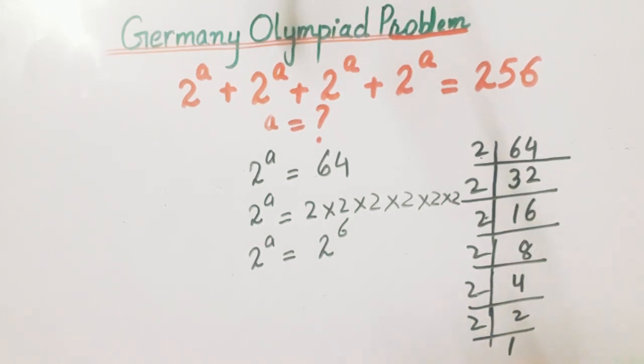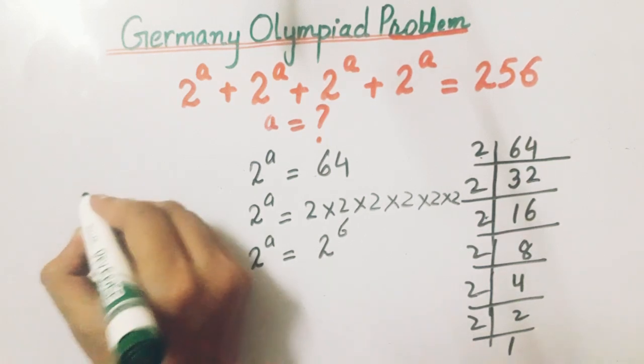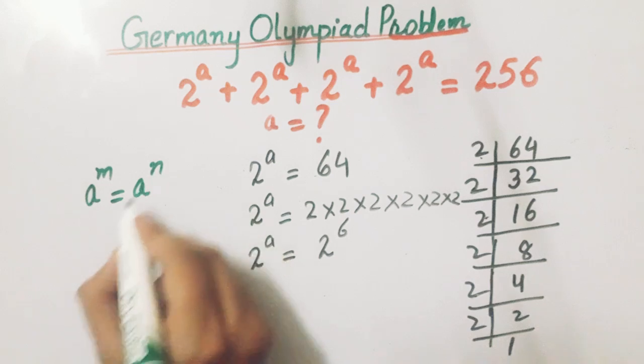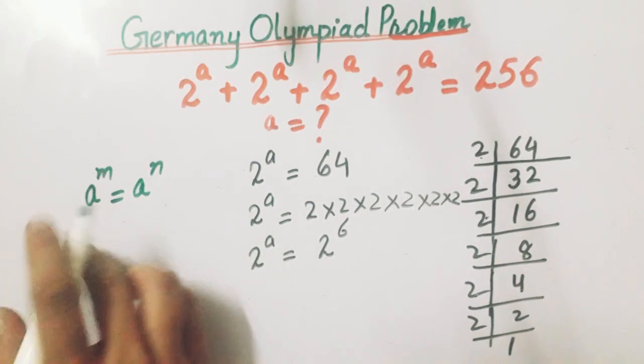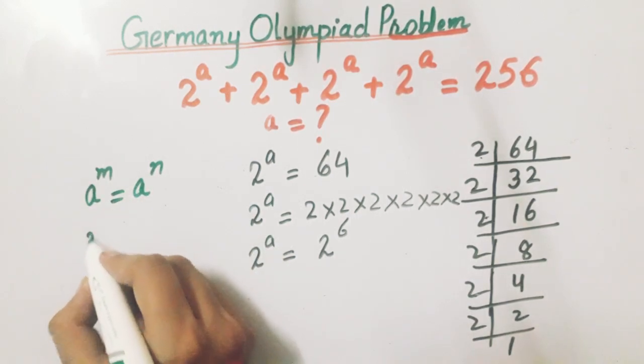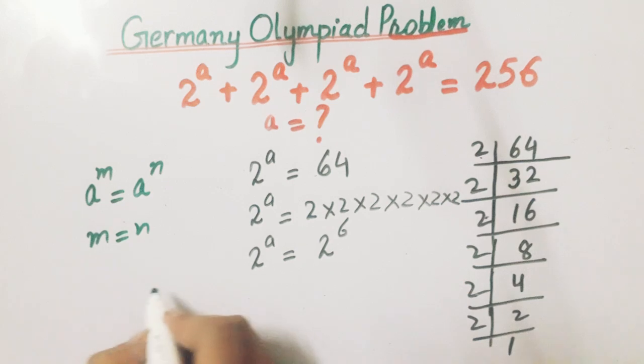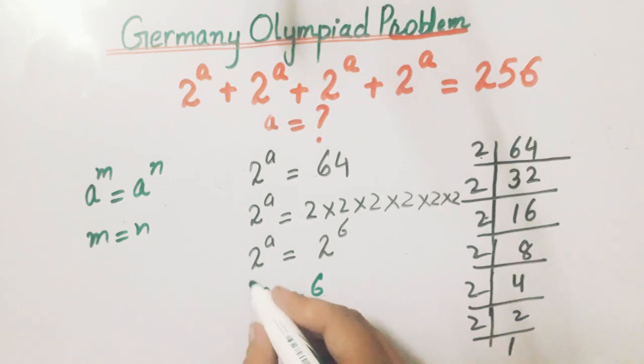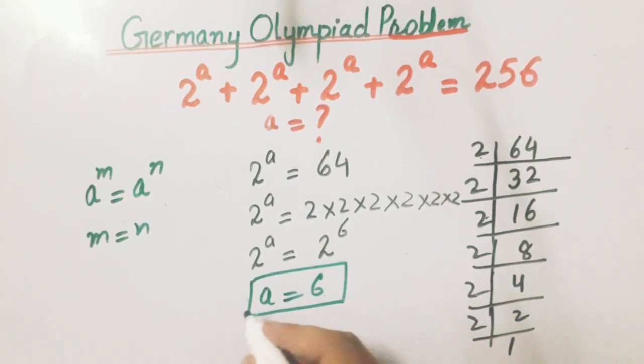Now here we apply the formula that if a raised to power m equals a raised to power n, when the bases are same, its power will also be same, so m equals n. We will apply this rule here. Then the value of a will be 6. Now we get the value of a is 6.